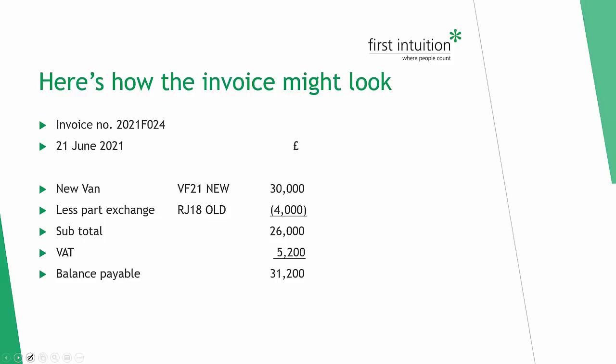£31,200. So we know that however we enter this, we need to finish up with a cost of £30,000 in our cost of vans to represent the new one. We need somehow to make sure that £31,200 goes out of our bank, and our VAT claimable increases by £5,200. As long as we achieve those objectives, then our accounts will be correct.